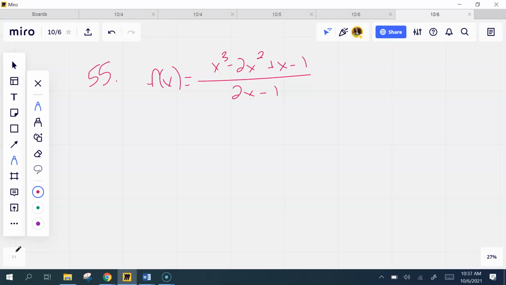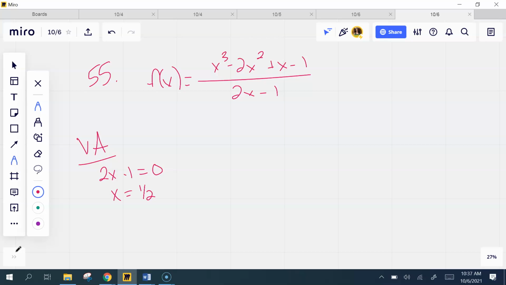So first thing, let us find the vertical asymptotes. What do I do there? 2x minus 1 equals 0. So x is 1/2. That's a vertical asymptote. How do I know it's not a hole? Nothing cancels out with that. If it had canceled out, it would be a hole, but because it doesn't, it's a vertical asymptote.